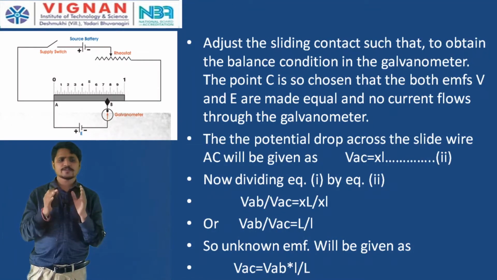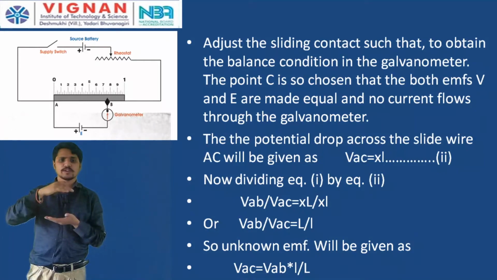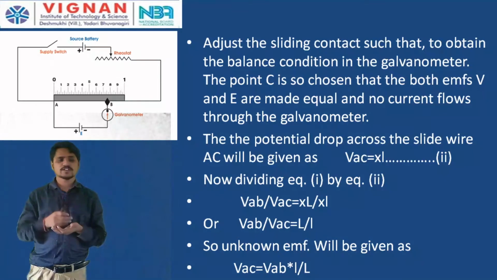The idea is simple. Whenever you connect two equal voltage sources in parallel, the current flowing between them is zero, because the potential difference is 0. If the potential difference is 0, then no current flows through the circuit. So this is the idea about the construction and operation of the slide wire potentiometer.